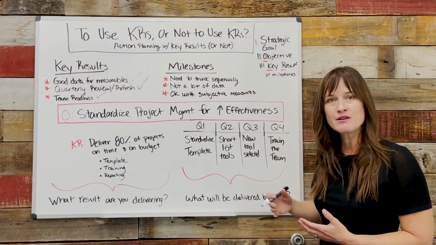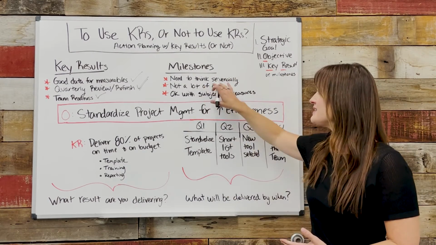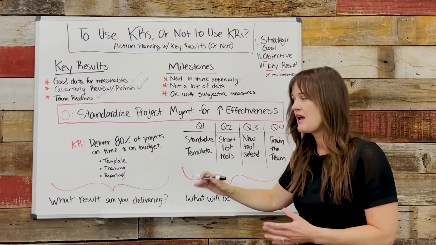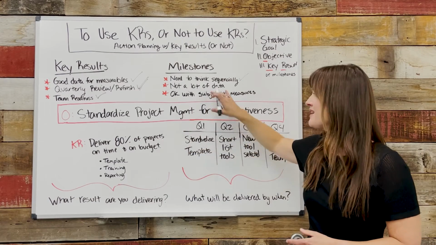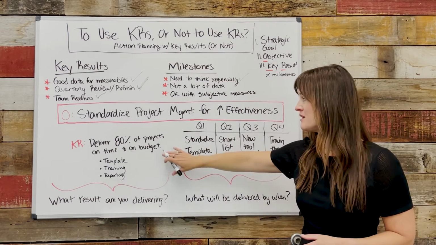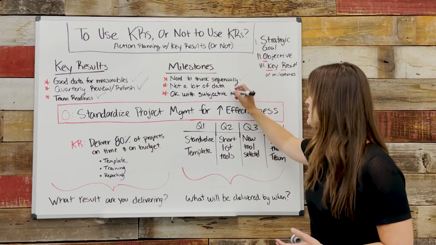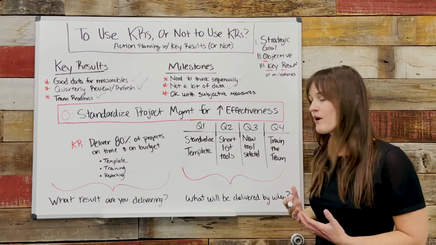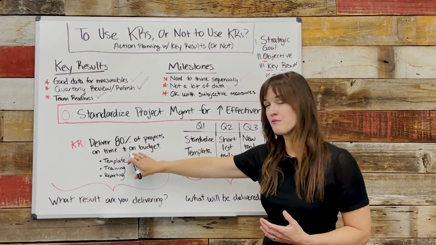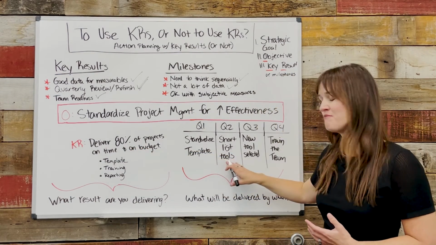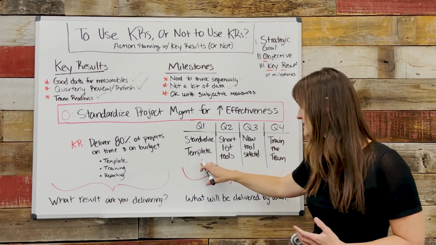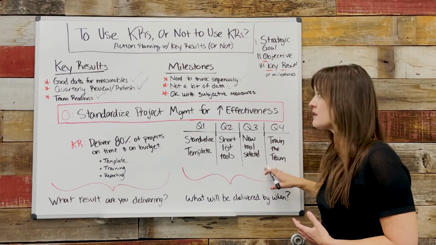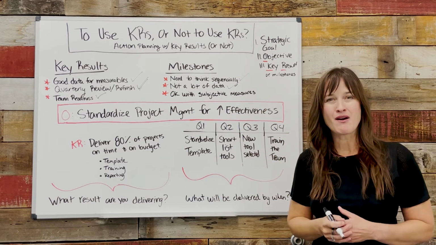Use a milestone-based approach when it's easier for your team to think sequentially in terms of actionability as opposed to results-based, when you don't have a ton of data, and you're okay with a subjective measure. What do I mean by that? This is an objective measure of performance. These are subjective measures of delivery. We're delivering a template, we're delivering a tool selection, we're delivering training. So two different ways to think about building out action plans.